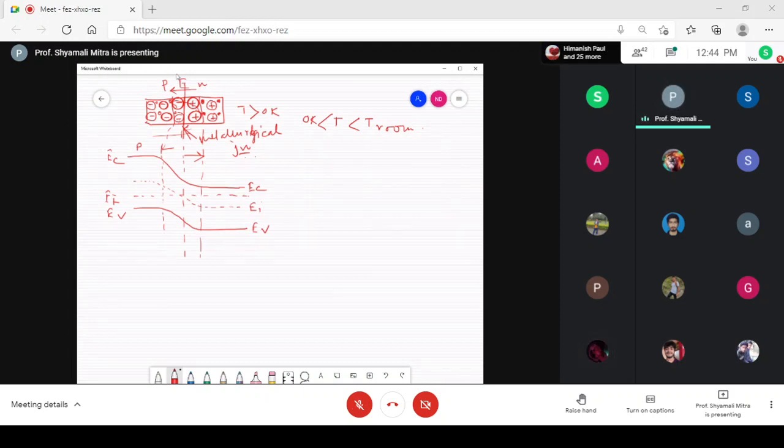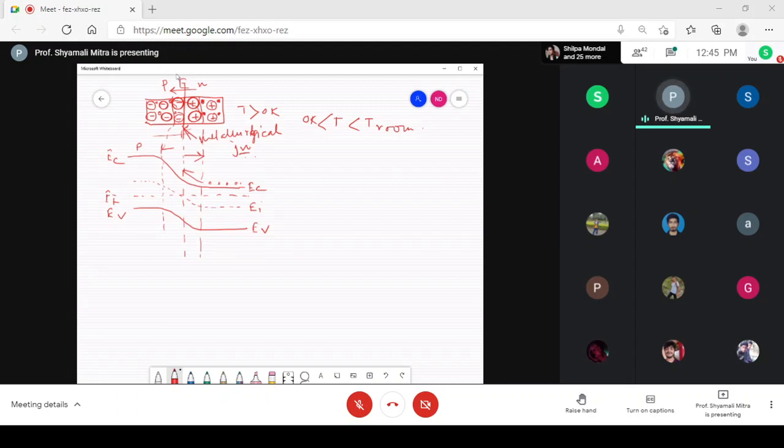No, ma'am. No, because in the conduction band on the N side there are electrons, and electrons see an uphill here. That means there is some potential barrier that is developed. So this electric field tells the electrons, no, please go back, please go back to your own side.